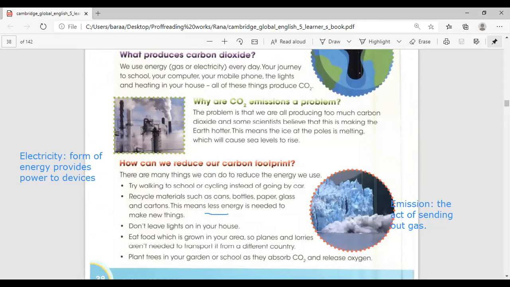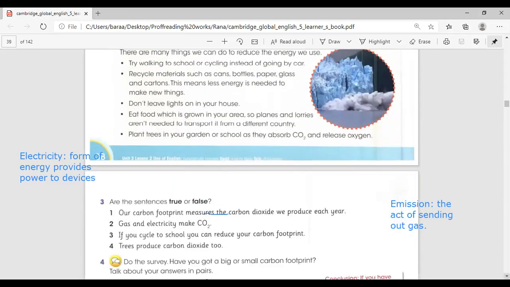Okay? So the very important thing is that we know that CO2 is produced by many things or many resources, and we can reduce it with very simple things. We can do it in our everyday life. Okay, guys?